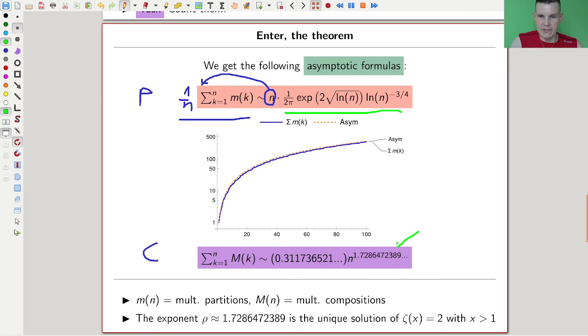So it has two numbers which are probably transcendental, and one of them can be computed from the other. So the only interesting one is, let's say, the exponent. And the exponent here is the unique solution of the Riemann zeta function evaluated at x equals 2. Okay, that's a number. It has some integer description, some decimal description, some floating description, 1.72 something. But the formula is much more difficult somehow.